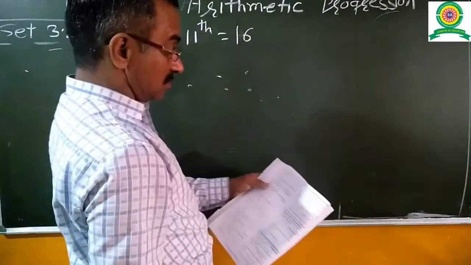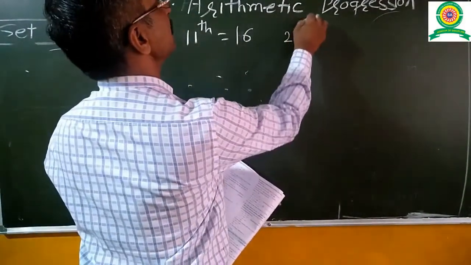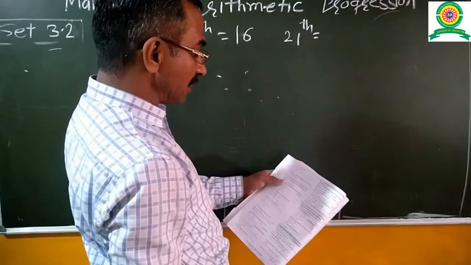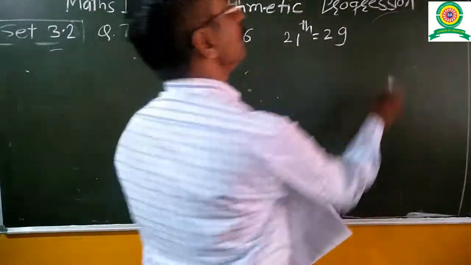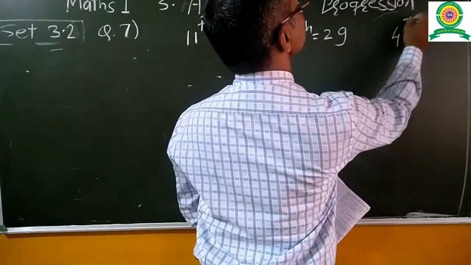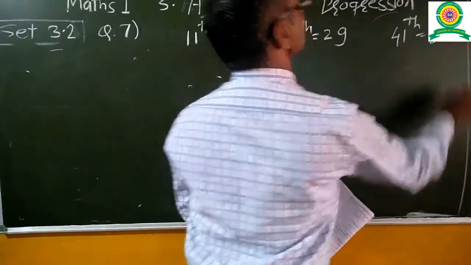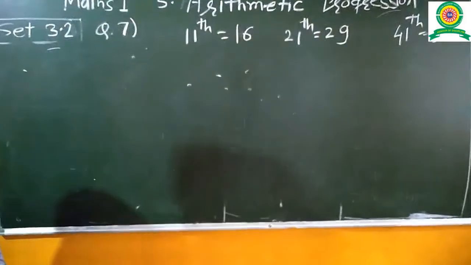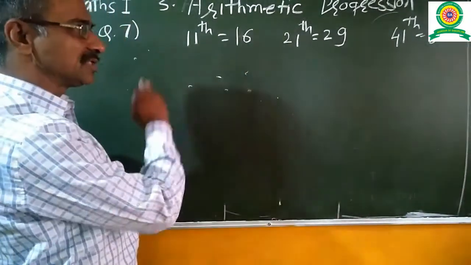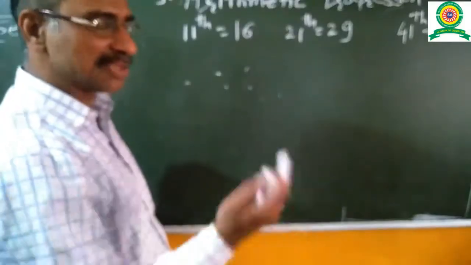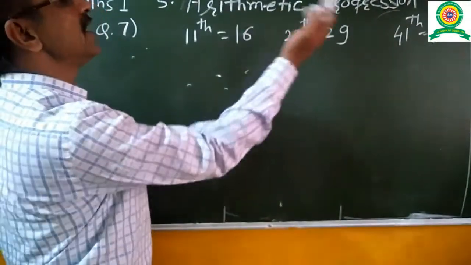And the 21st term. What is the value of the 21st term? 29. So find out the 41st term. We do not know the value of n. The AP is not given, the sequence is not given, so we cannot calculate the value. We do not know the value of A, D and N.